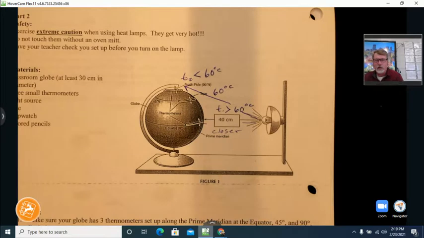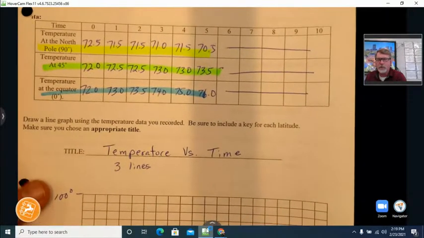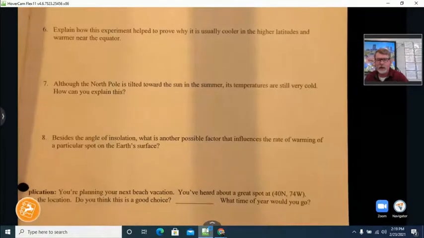So at this point, make a graph of your data using the data provided, and then be sure to answer the questions provided in the lab activity.